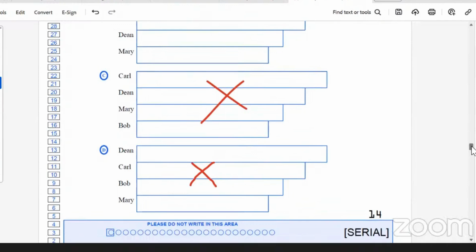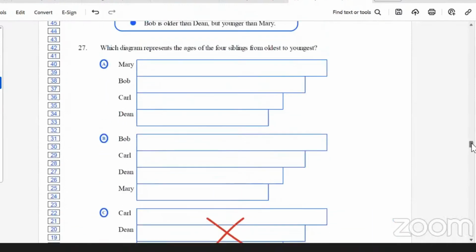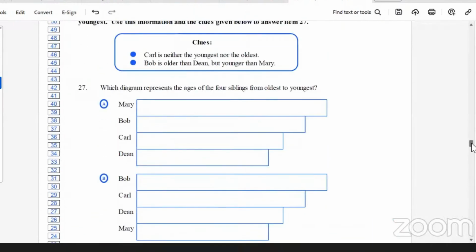So let's go back to the top two. It's either one of these. So then it says, Bob is older than Dean, but younger than Mary. So Bob needs to be younger than Mary. In this one, it is showing Mary being younger than Bob, so this also would not be correct.